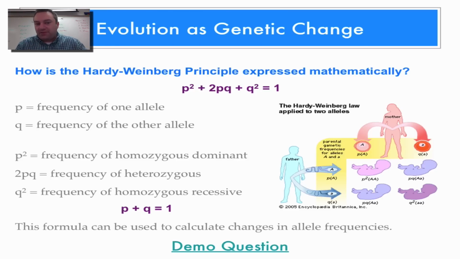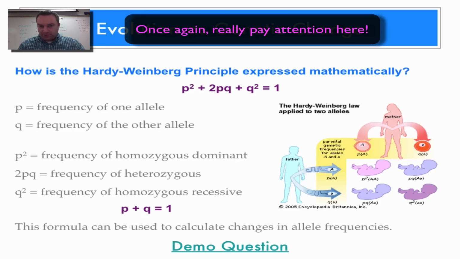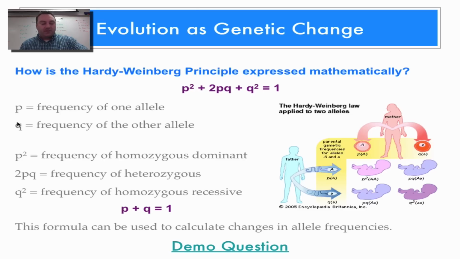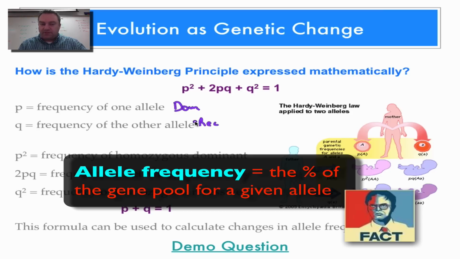All right, so let's look at the math of this. The Hardy-Weinberg principle is based upon this equation. P squared plus 2PQ plus Q squared equals 1, where P stands for the frequency of one allele. Typically, we say the dominant allele. And Q is the frequency of the other allele, which is often the recessive. So, make sure that P equals the dominant allele and Q equals the frequency of the recessive allele.